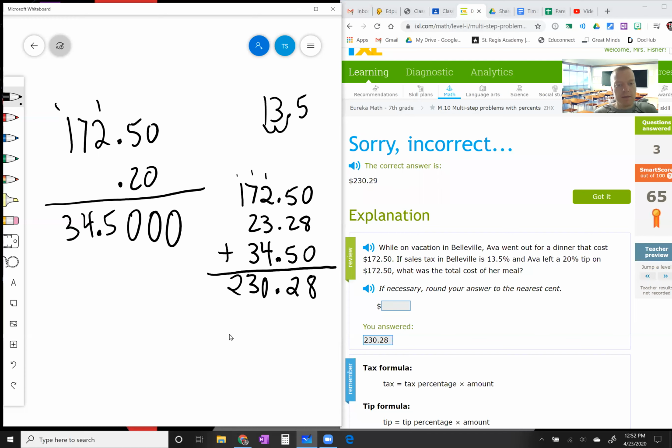$230.28 and 29 cents. So you're wanting me to round up. Okay, so I should have rounded up because when I went back, can I show you this? Let me see if I can go back. Oh yeah, this will take a second, but let me show you. So I thought about this.